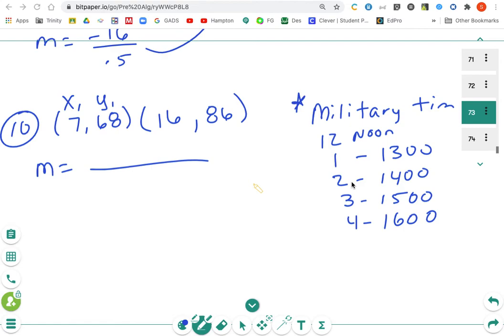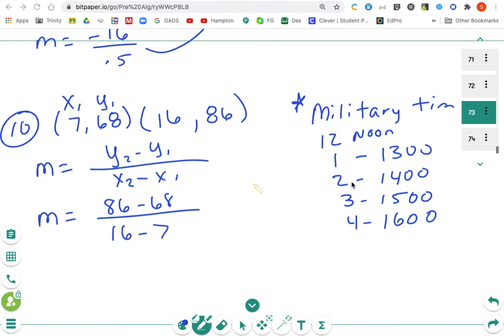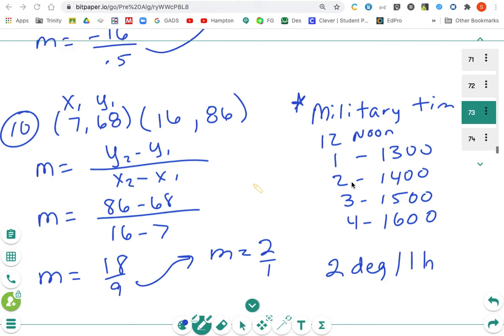M equals y2 minus y1 over x2 minus x1. M equals 86 minus 68 over 16 minus 7. M equals 18 over 9. M equals 2 over 1. So it's 2 degrees per 1 hour. And now you've reviewed for your quiz.